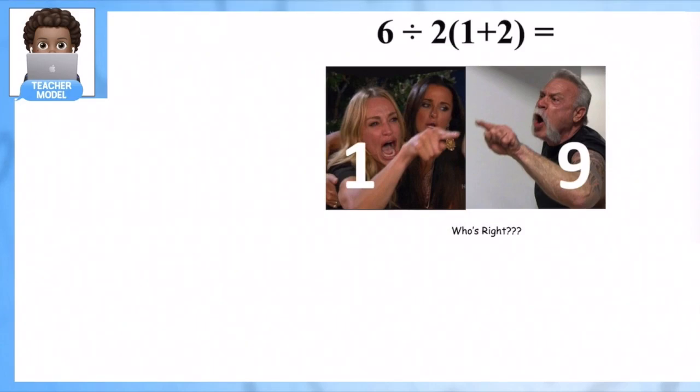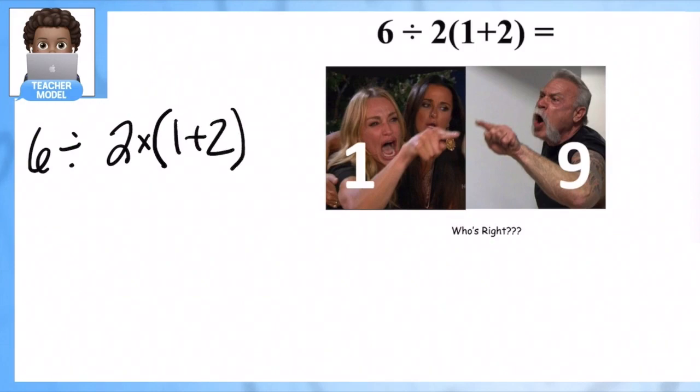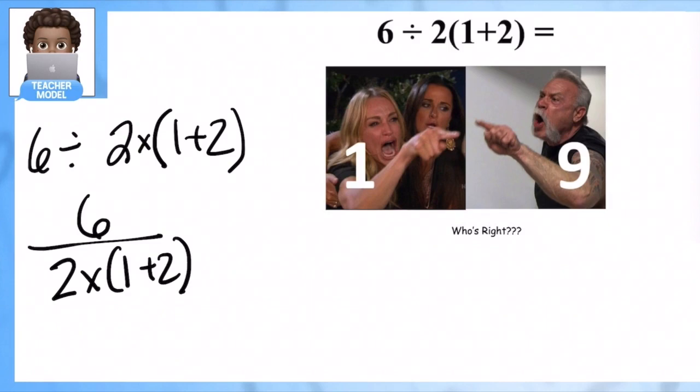I can understand why people can do this in two different ways. I see some people saying, well, this means 6 is being divided by 2, and then you are multiplying to get 1 plus 2. And I also see people say, no, the 6 is being divided by this entire thing. And that's the problem. It's so ambiguous because we don't know if 6 is being divided by just the 2 or the entire part.